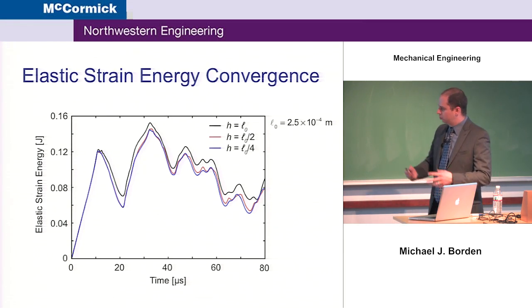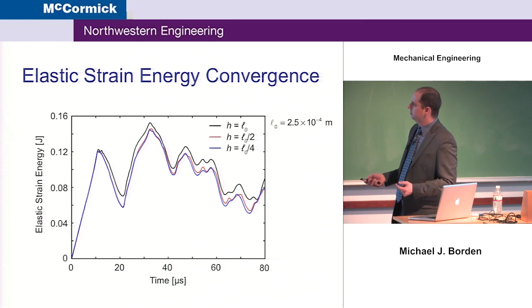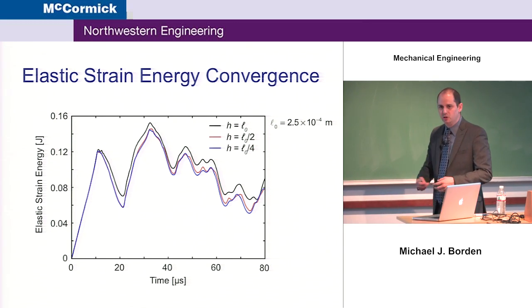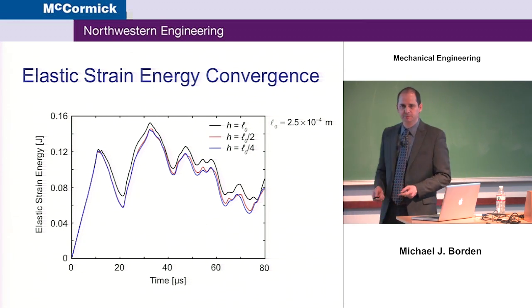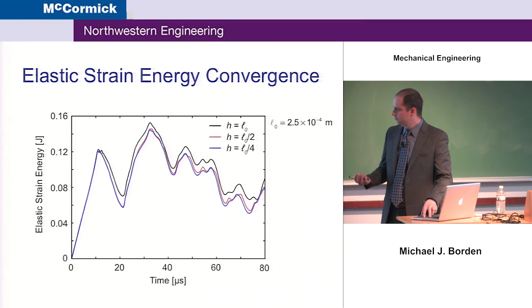We can also look at global measures for these models. So here's a plot of the elastic strain energy over time for this problem. And again, you can see that there's some convergence, but also it's very stable under mesh refinement. So very good agreement between different levels of mesh refinement.